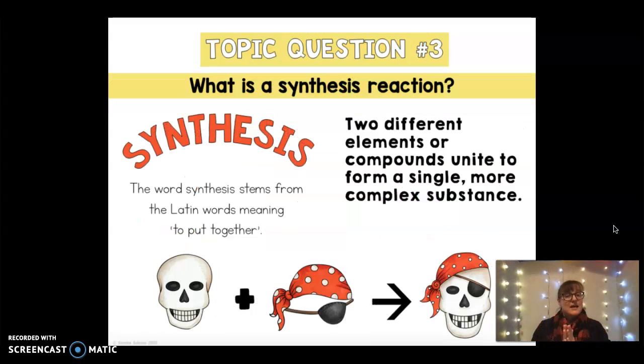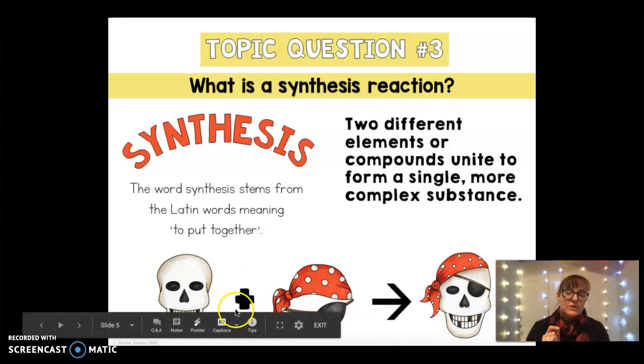Now, there's different types of reactions. And this is the new part that you need to know. So you need to be able to tell what the different types of reaction are. So the first one that we're going to talk about is the synthesis reaction. Synthesis and formation are the same types of reaction. It means you're going to put them together. Synthesize means put them together.